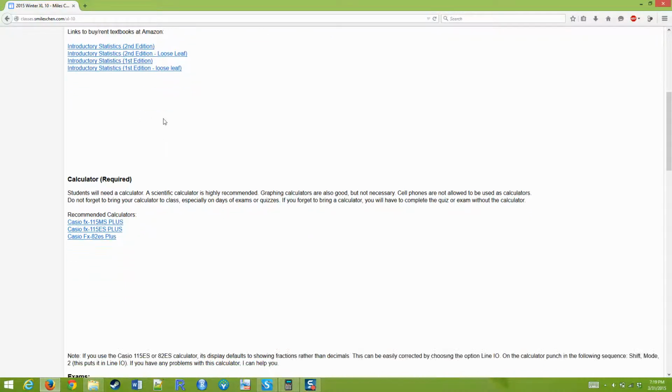Also, you need a calculator. This is very, very, very important. And if you're going to spend, you know, $200 on the textbook and $700 on the course, don't skimp out and hurt yourself by not spending what, $20 on a calculator. You need a scientific calculator.